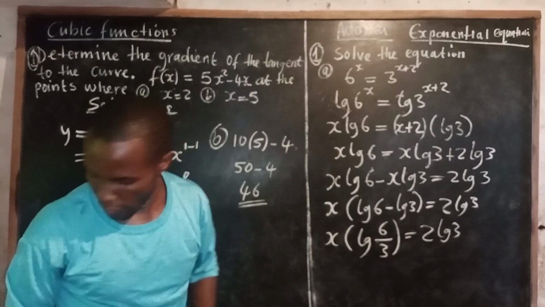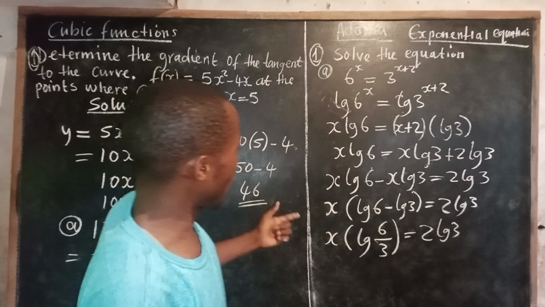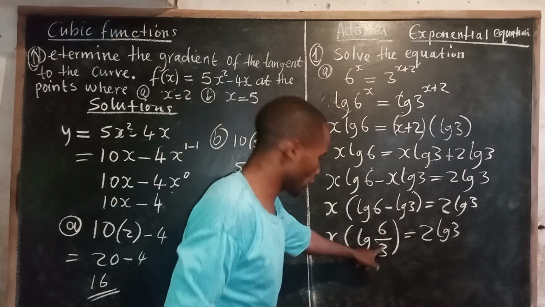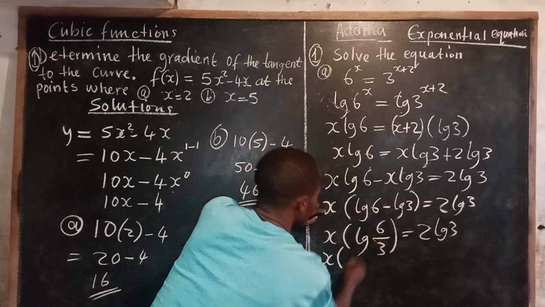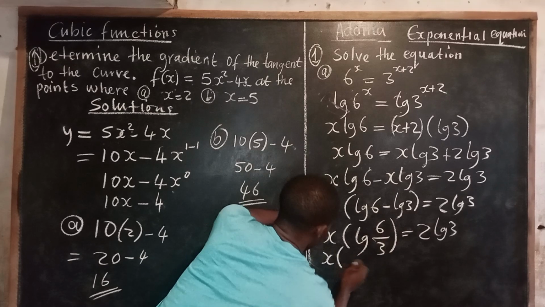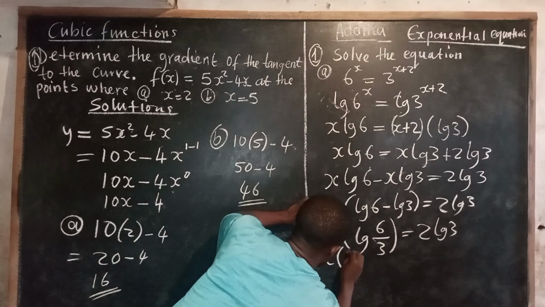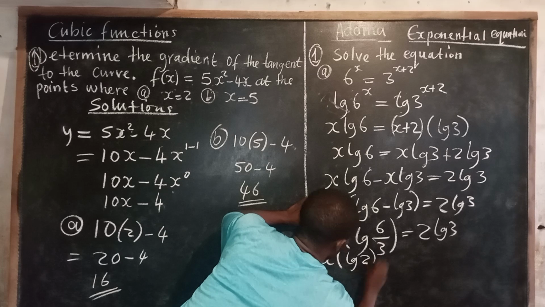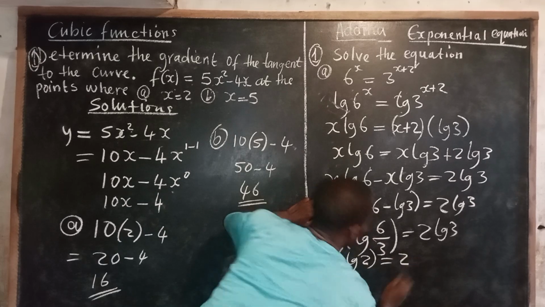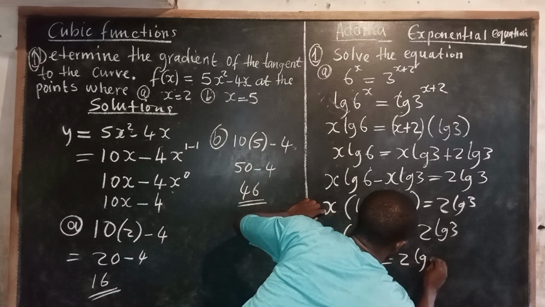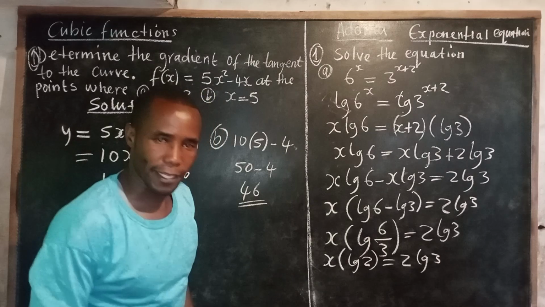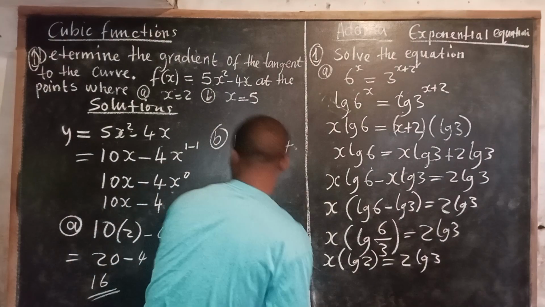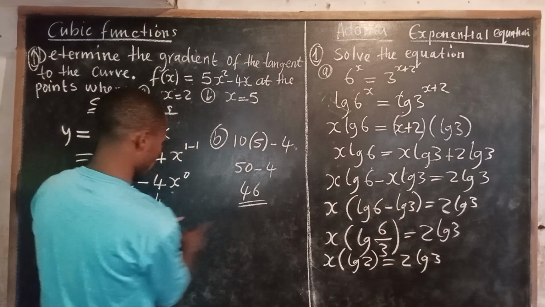Then from there, we are going to proceed. Let us simplify this one. We are going to have x, open bracket. When you simplify this one, automatically 6 divided by 3 gives us 2, so we are going to have log 2, equals then 2 log 3. Then from there again, we are still moving on.